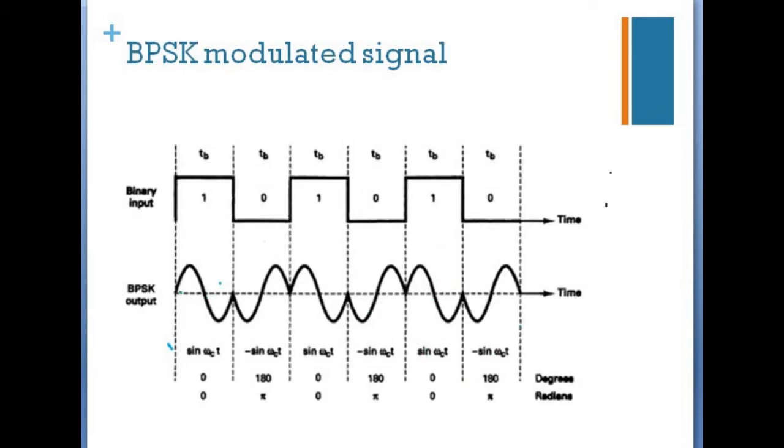So this is a BPSK modulated signal. If logic 1 is applied, there is no phase difference. If logic 0 is applied, we have a 180 degree phase difference. So actually the carrier signal will be like this. So this is the carrier signal.